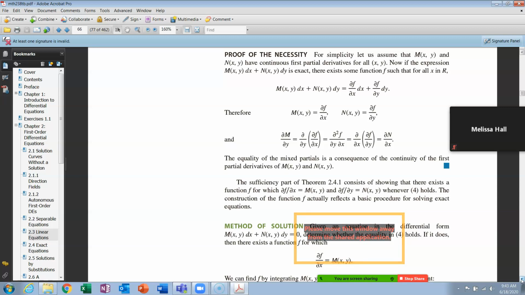Now, this again is hitting something that Melissa probably hasn't had. I don't know if Corbin or Cole had it, if you've had Cal 3. But when you get to the point in Cal 3 where you're doing this, you'll find out that if a function f behaves well, meaning continuous, the derivatives exist, all like that, your mixed partials have to be the same.